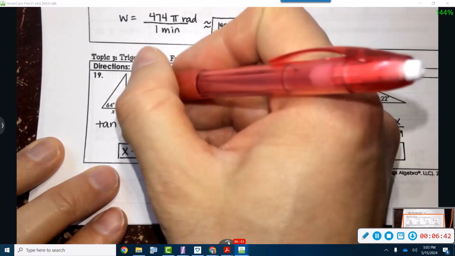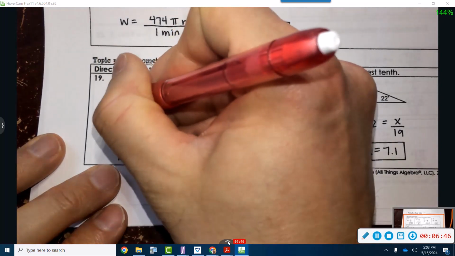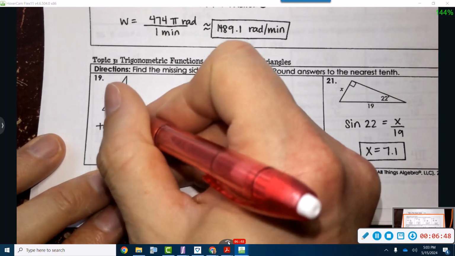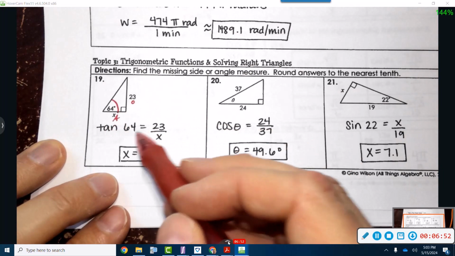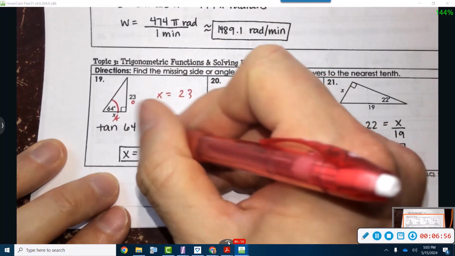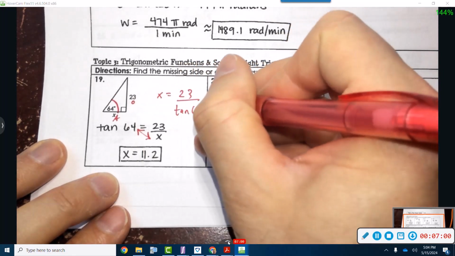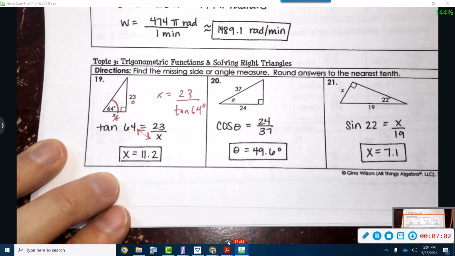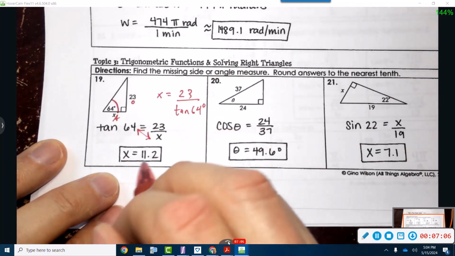Okay, tangent. Looks like they use tangent here. We are looking from 64 degrees, so this would be an A, and that would be an O. Tangent uses that, so we would set up this ratio, and these two will just swap with each other. So 23 divided by the tangent of 64 is going to be that. However, if you are not in degrees, then this will be wrong.